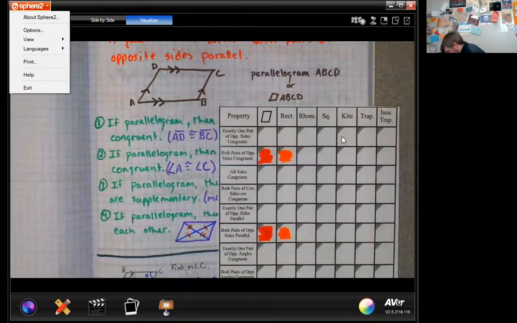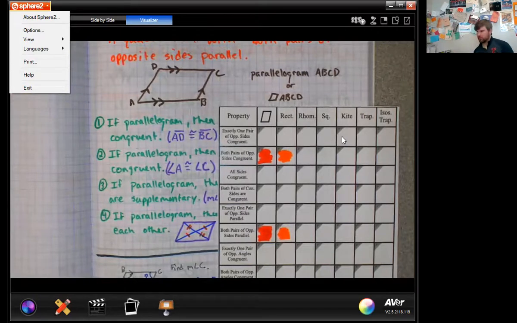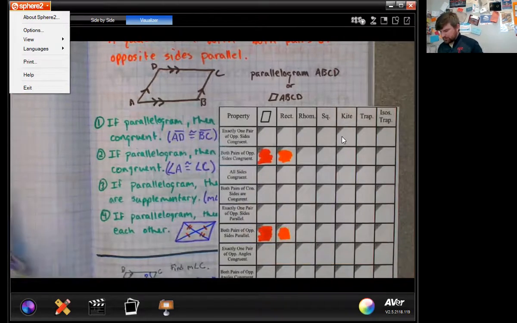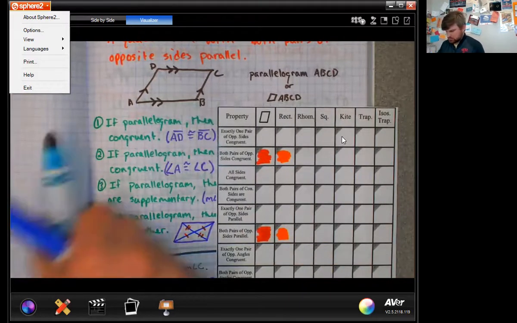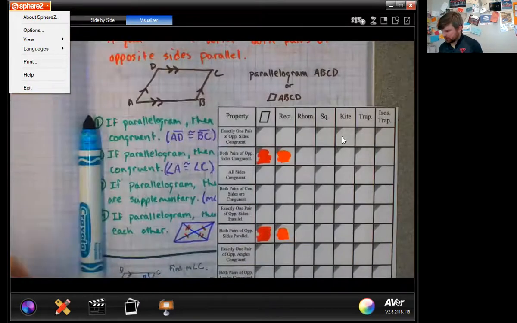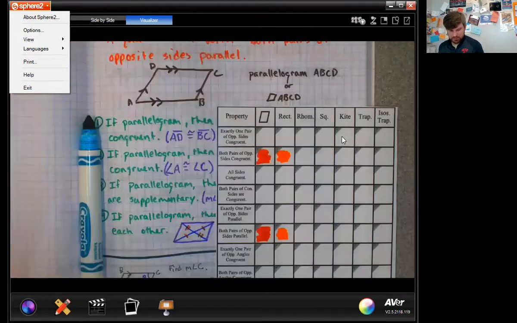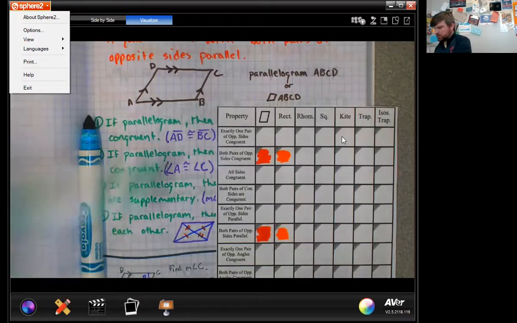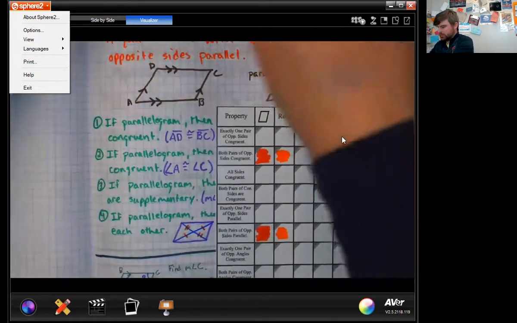Let me get some colored markers. Blue. There you go. Okay, and what I did was I used the rainbow across here and did these properties this way. So I know with a rhombus, well, let's just do all the parallelogram ones real quick.